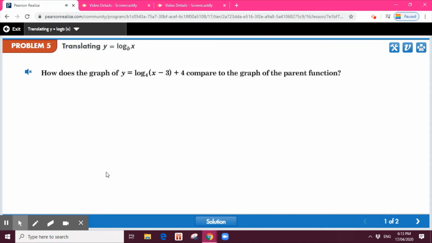In this problem, you will translate the graph of y equals log base b of x. How does the graph of y equals log base 4 of the quantity x minus 3 plus 4 compare to the graph of the parent function?